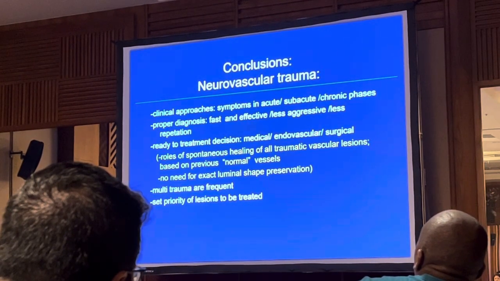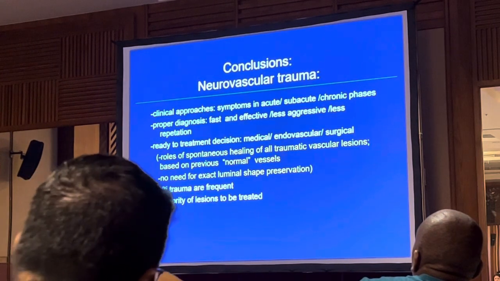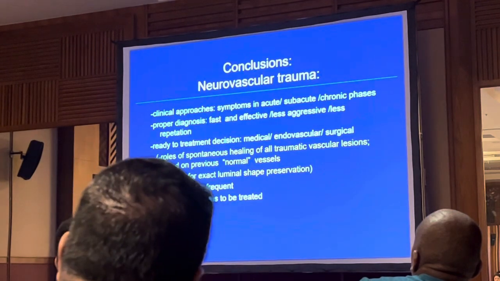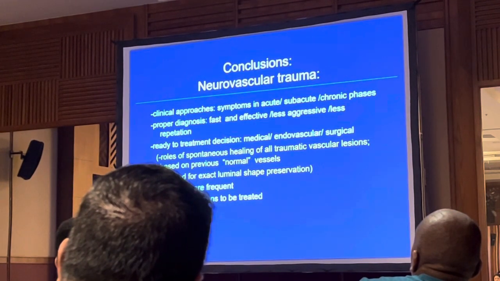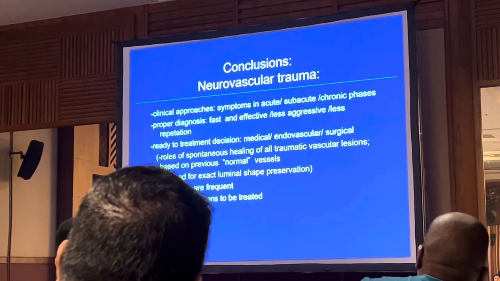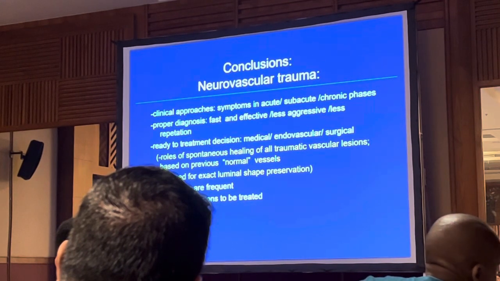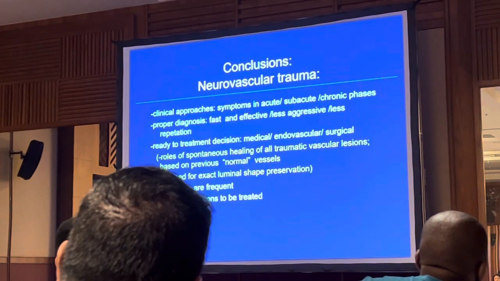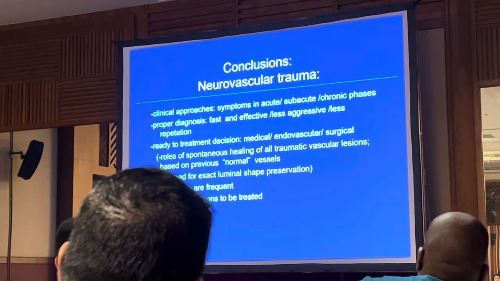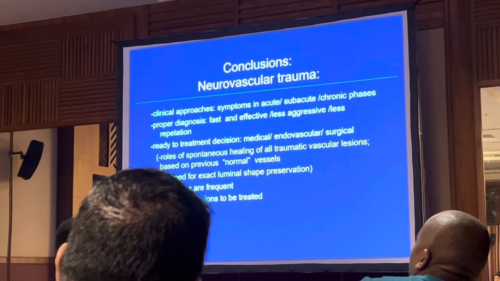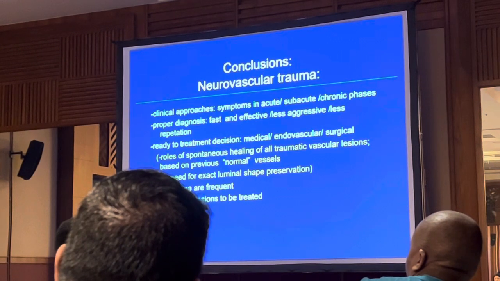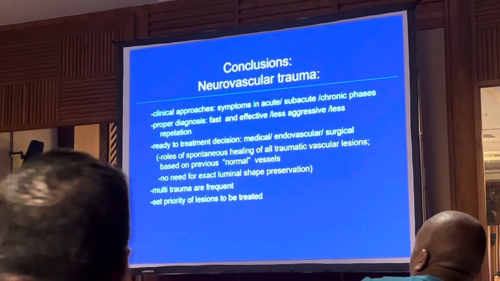So for the first part, my conclusion is that for neurovascular trauma, the clinical approach and symptoms in the acute, subacute, and chronic phase are very important. Proper diagnosis should be fast, effective, less aggressive, with less repetition. Do know people can move by that time of the clinical. Don't expect very beautiful, nice images from CT or whatever. So be ready for the treatment decision, either medical, endovascular, or surgical.